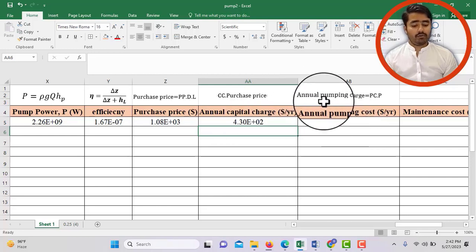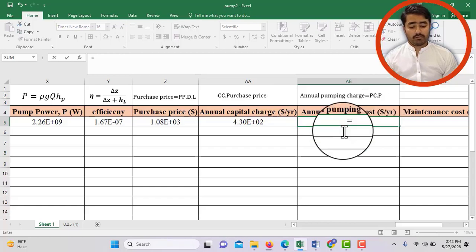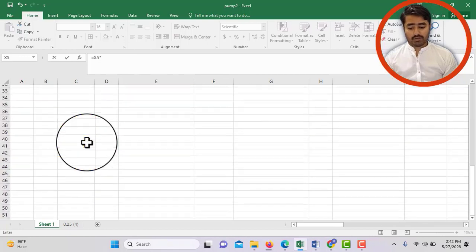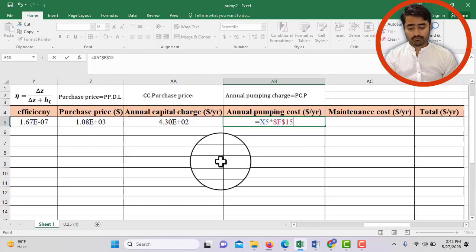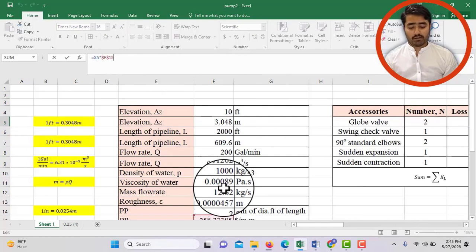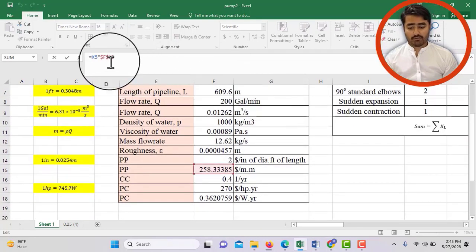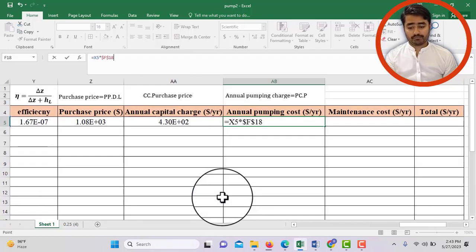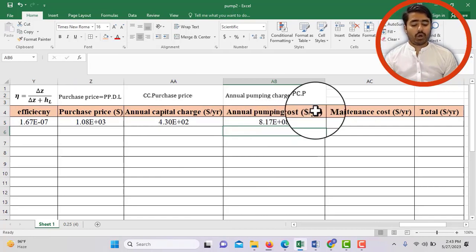For calculating the annual pumping charge, just multiply the PC with the power. So PC is given to us. This is the power, and PC is given in the data. I have made a mistake here. I have not put the PC value. So let's put the PC value here. This is the PC value. So I'm going to just fix it up. So the annual pumping cost is 8.17 into 10 raised to power 8 dollars per year.